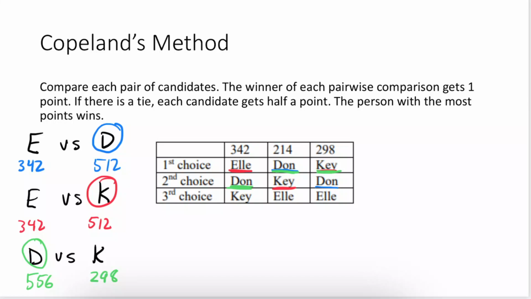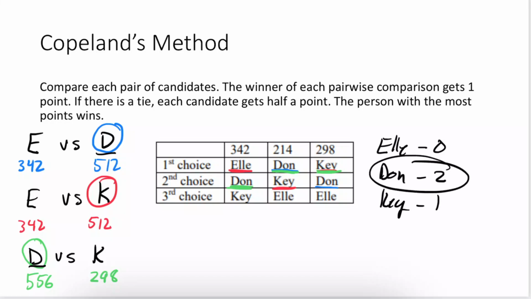And so the way that you determine the overall winner is you list out points for each candidate depending on how many of the pairwise comparisons they won. So we have 3 candidates, L, Dawn, and Key. And L did not win any of the pairwise comparisons, so her score is going to be 0. Dawn won 2 of them, so his score is going to be 2, and Key won 1 of them, and so his score will be 1. And so that means the overall winner of Copeland's method would be Dawn.